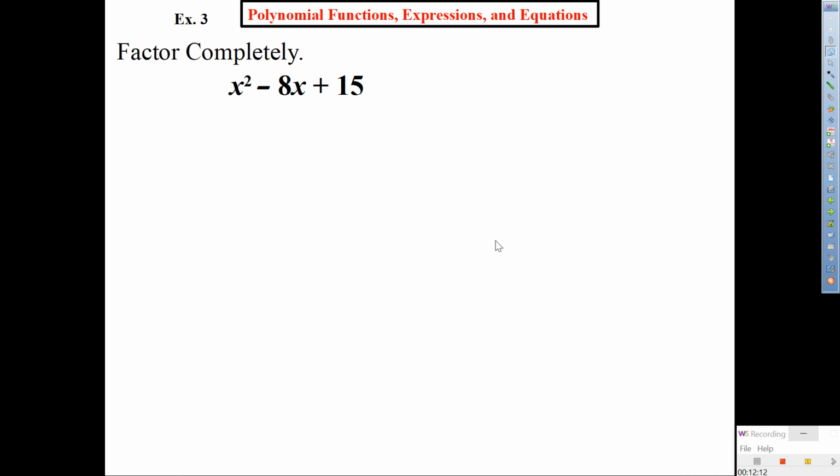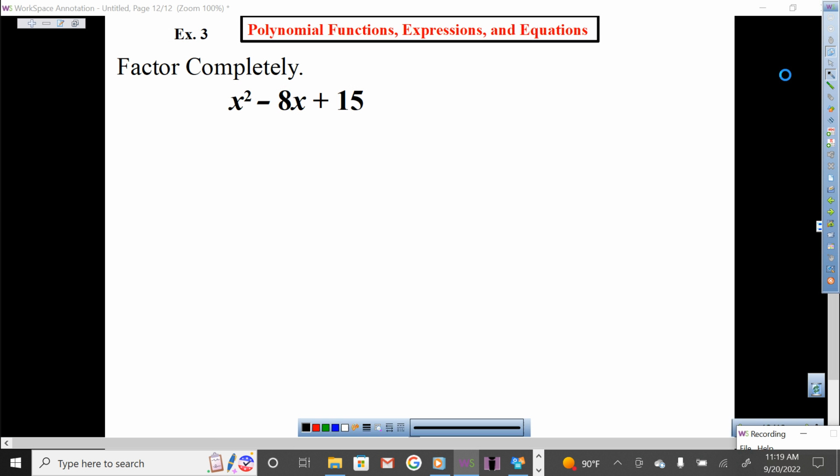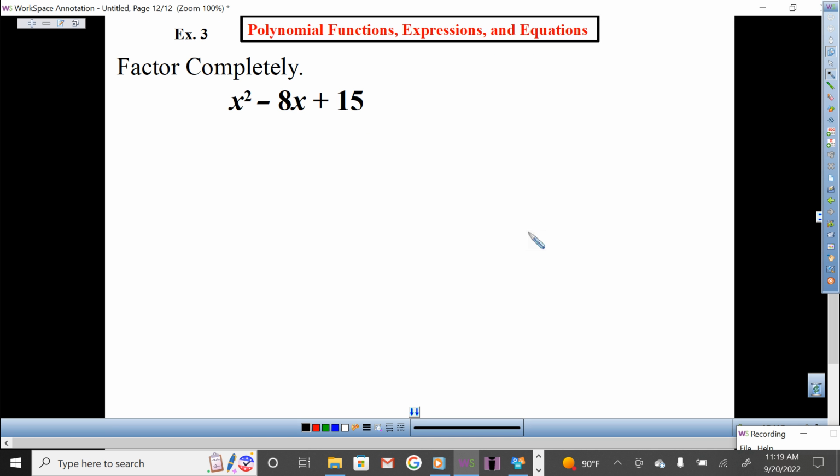Copy this one. Example 3. X squared minus 8x plus 15. Now the process continues remaining the same. There's just little things in between that we need to think about. So first things first, is it in standard form? Yes. Is there a GCF? No. So Power Rangers, there it is.